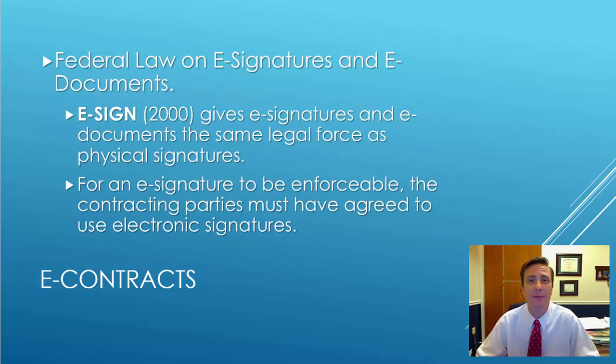In the second half of this unit on eContracts, we're going to look at two national laws that govern this particular area. The first is a federal law, and the second is a uniform law that's been adopted by all of the states. So the first one we're going to look at is called the eSign Act, and this was passed in 2000, somewhat in response to the growing industry and the changing technologies.